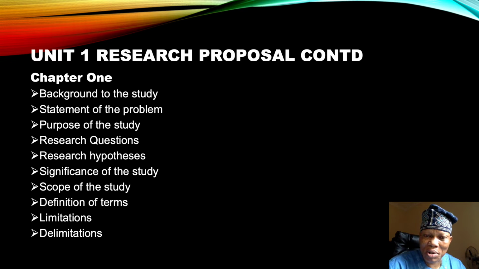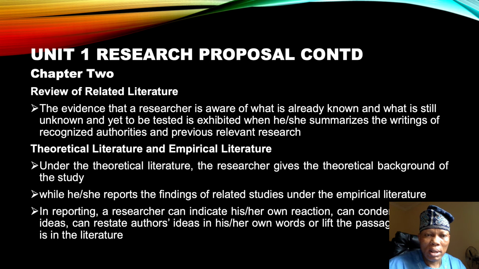Then you have research questions. You have research hypotheses. You have significance of the study. You have scope of the study, that is the spread of your study. You have definition of terms, that is the terms you use in your study that an ordinary reader may not understand. You have to define them. You have limitations and delimitations, which means after your title, you go to your what? Your chapter 1. Then after chapter 1, you go to chapter 2.